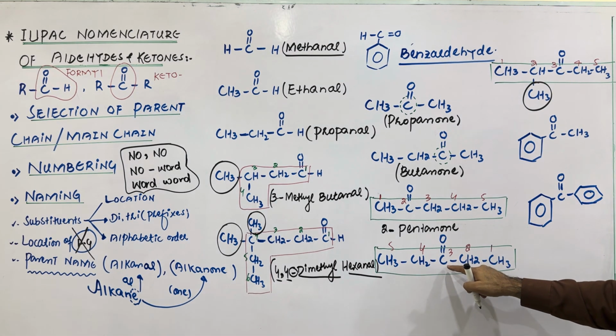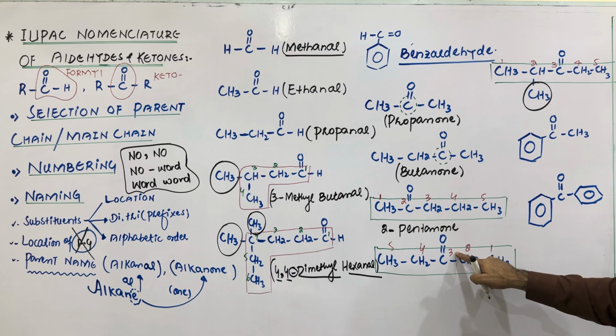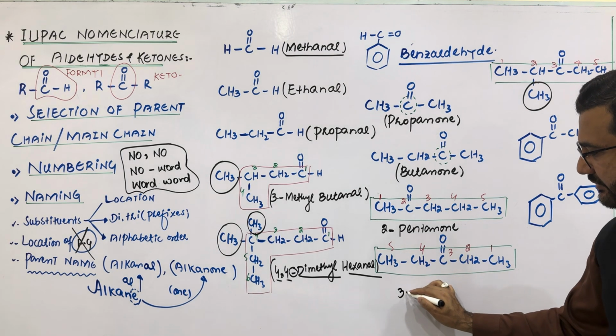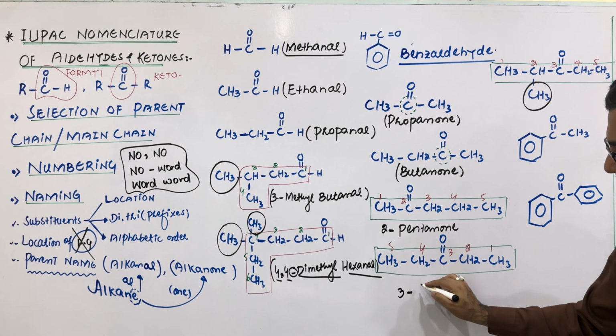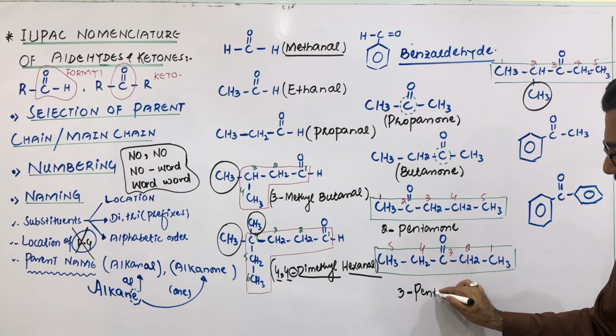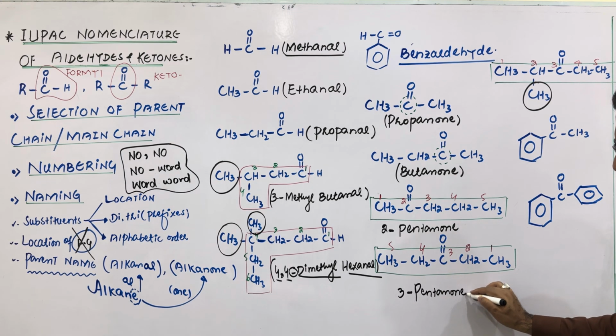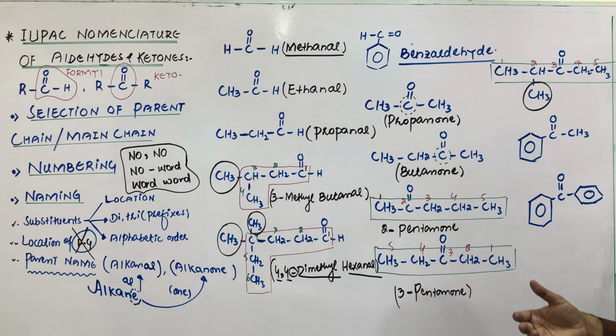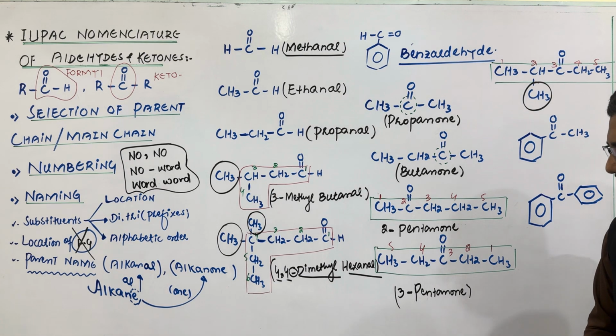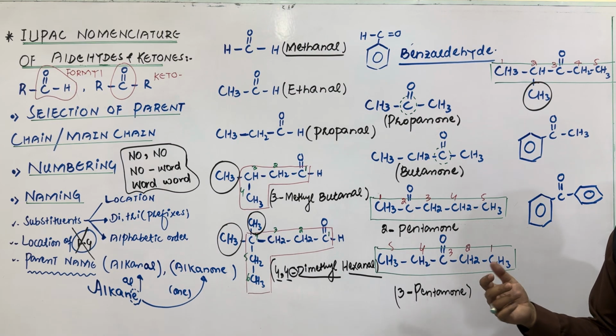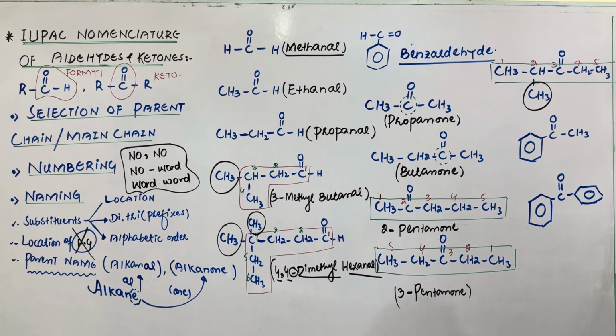In this case, the carbon of the carbonyl group has location 3, so that will be 3-pentanone. The 2-pentanone and 3-pentanone have the same molecular formula, but they have different positions of their functional group, so they are called position isomers of each other.